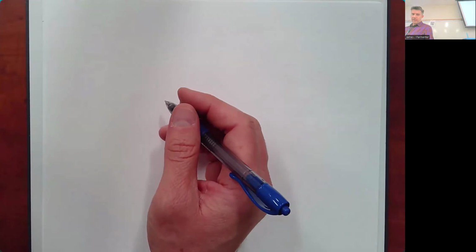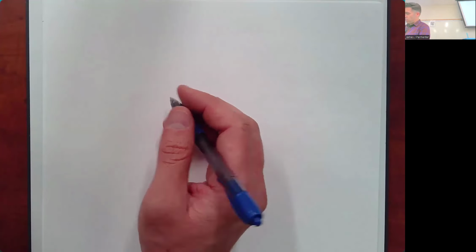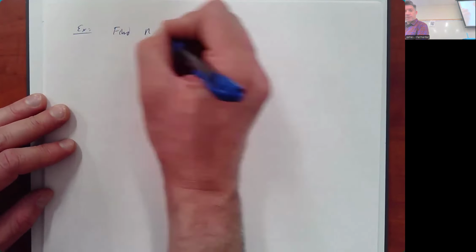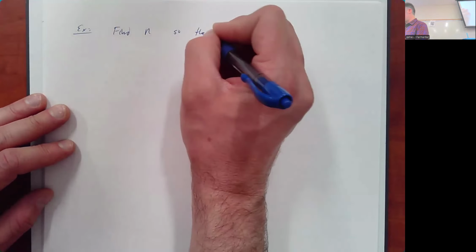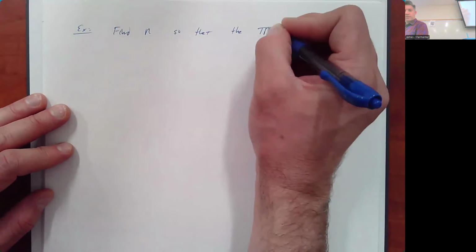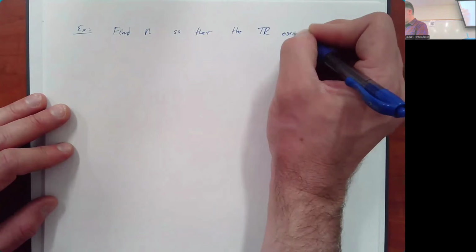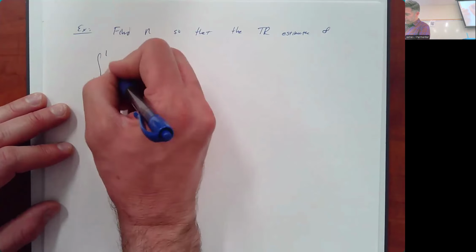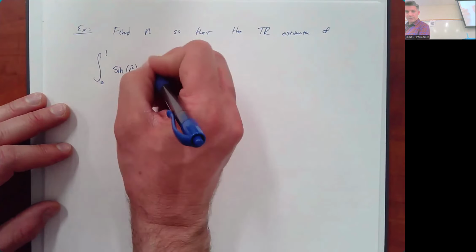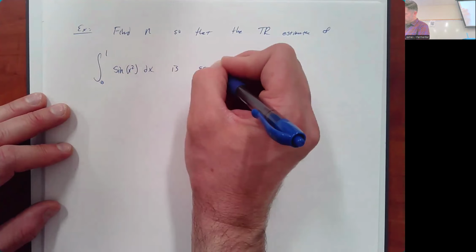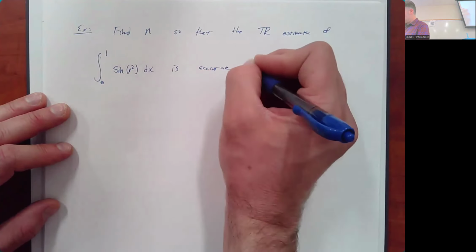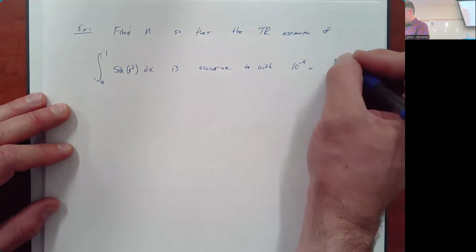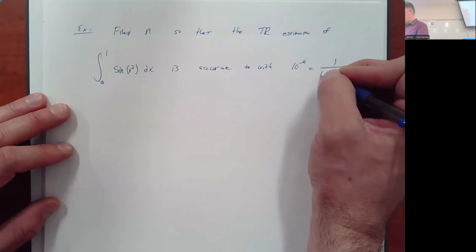So let's do one more of these finding n things, which is the following. We're going to find n so that, yeah, we'll do trapezoid again. The trapezoid estimate of the integral from 0 to 1 of sine of x squared dx is accurate to within 10 to the negative fourth, which is 1 over 10 to the fourth, which is just a 1 followed by 4 zeros.